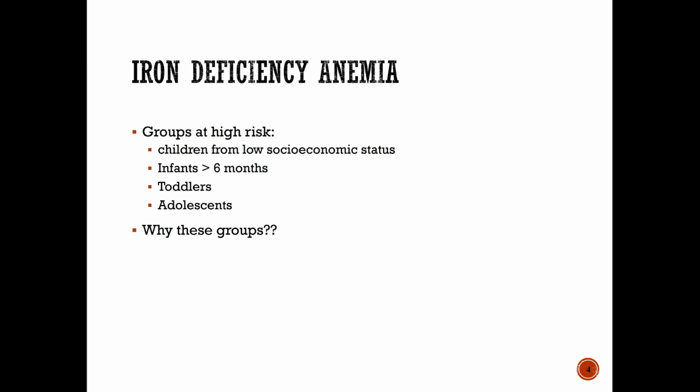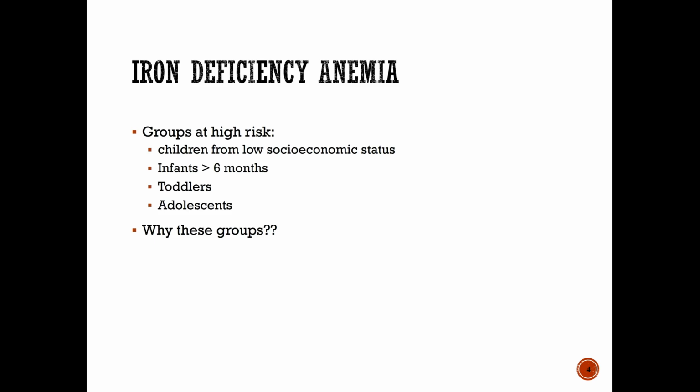Groups that are at risk are children from a lower socioeconomic status, infants that are greater than 6 months of age, toddlers, and adolescents. So why are these groups at risk? So newborns have a store of iron. If the maternal nutritional state was satisfactory, so if the mom did not have a healthy pregnancy, then they probably won't have enough iron to get them from infancy to 6 months, because in about 4 to 6 months of age, iron stores begin to decrease, so that the dietary iron must be added.